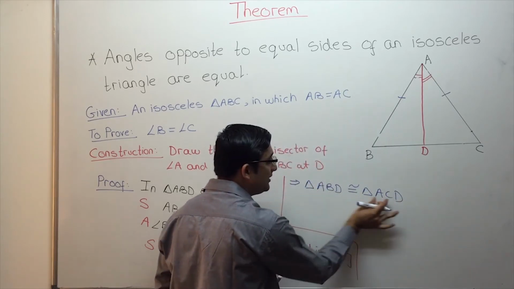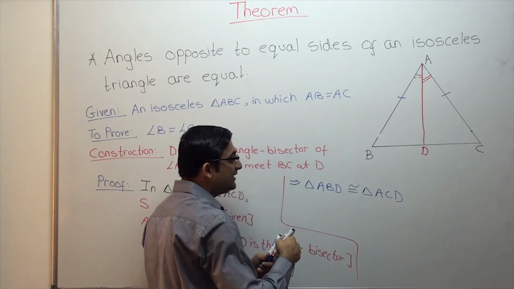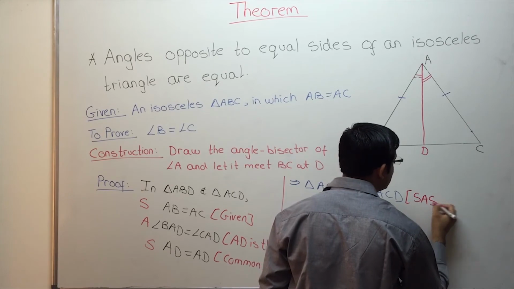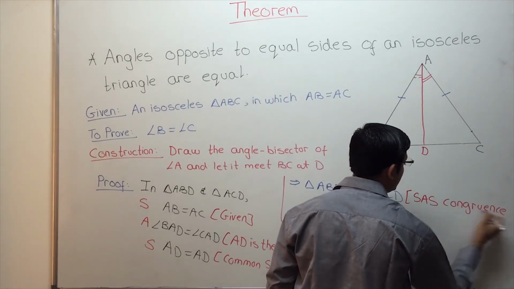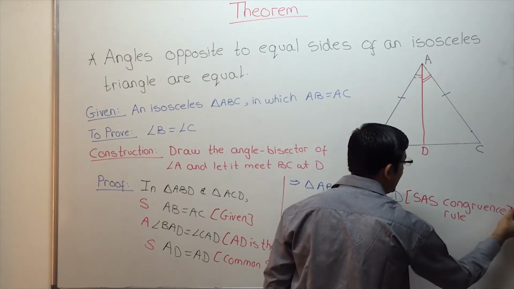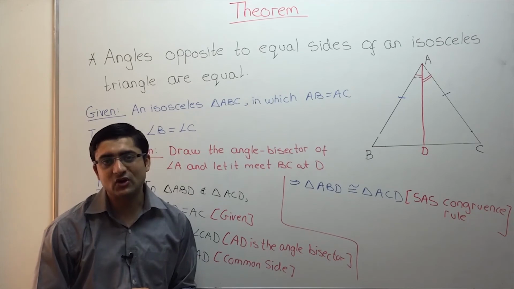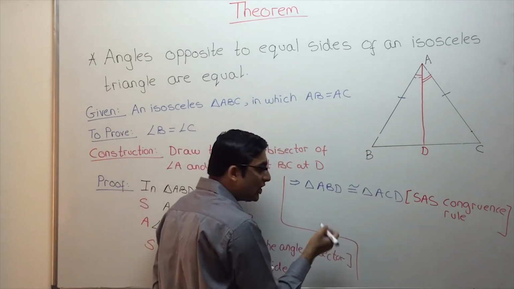See, AB is equal to AC and AD is equal to AD. Which is the criteria I've used? SAS. So mention in bracket SAS congruence criteria or SAS congruence rule, your choice. So by SAS criteria, these two triangles are congruent. The moment the two triangles are congruent, we can get the corresponding angles. So let's get the angle corresponding to B. How do I get it?